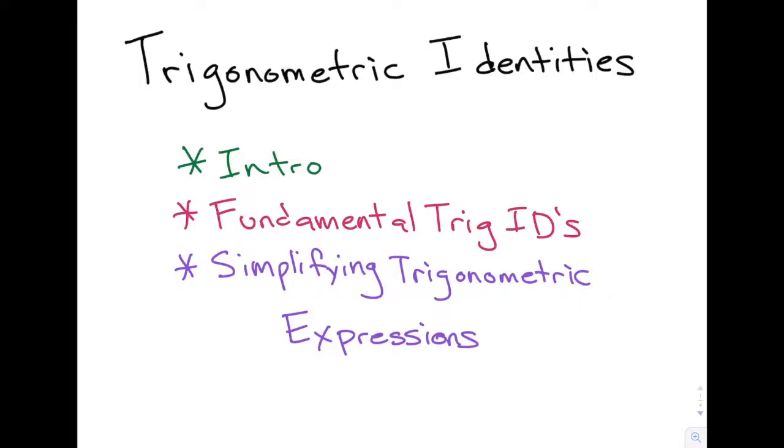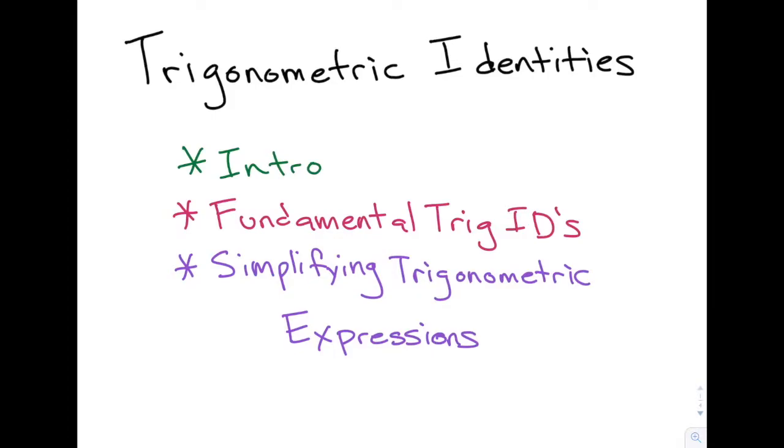In this video, we'll talk about trigonometric identities. So, to begin, I want to just say an identity is an equation that is true for all values of a given variable. That is, for example, we know sine squared of x plus cosine squared of x equals 1. That is true for any x that we give to sine squared and cosine squared.